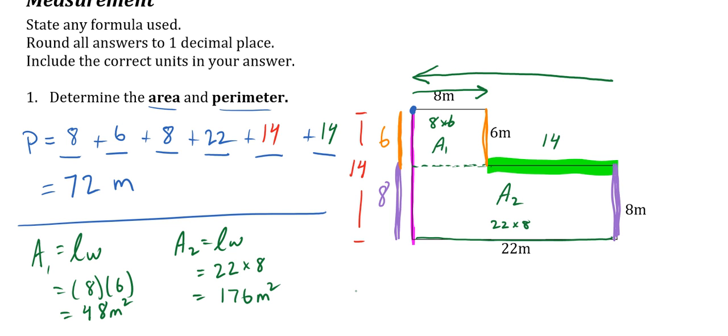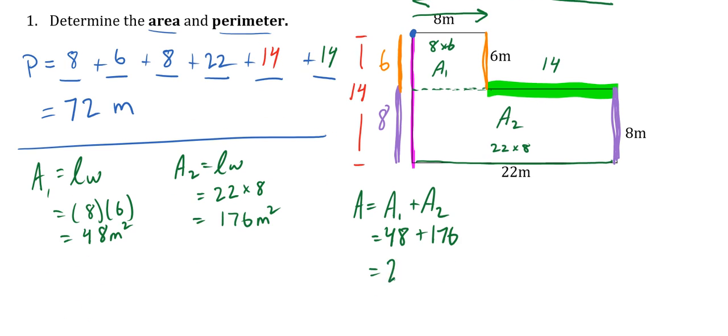Now, for the total area, I'm going to add them together. And that way, when I get this one added to this one, whoops, this one added to this one, I'll do them in the same color. That's the total area altogether. So this is area 1 plus area 2, which is 48 plus 176. And that works out to 224 meters squared. And that's the first question done. And I've found both the area and perimeter of that figure.